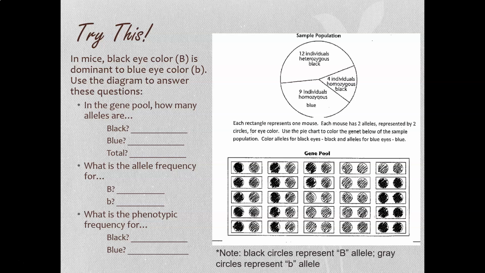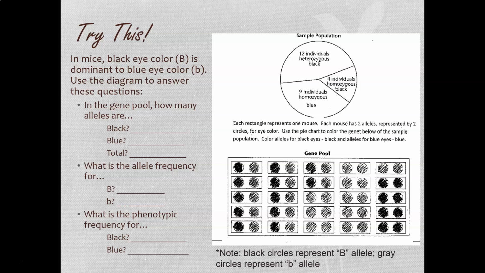So you've got three questions here to answer. First off, in the gene pool, how many alleles are accounting for the black, the blue versus the total? What's then the allele frequencies for your dominant versus recessives? And then what is the phenotypic frequency for those two different colors, the black and the blue? So take a look back on the previous slide and go through those equations and see if you can answer the questions based on the data that's sitting here for you. Okay, so let's take a look at this.